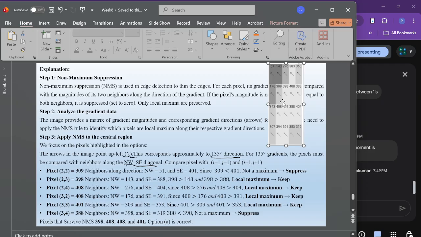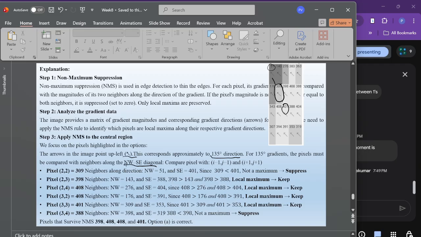The direction is already given, that is 135. It is a 5 cross 4 matrix, right? The pixel (2, 2) is written in rows and columns, like second row and second column. If you check, the second row, second column value is 309. The neighbors along the direction: the northwest is 51, and the southeast is 401.